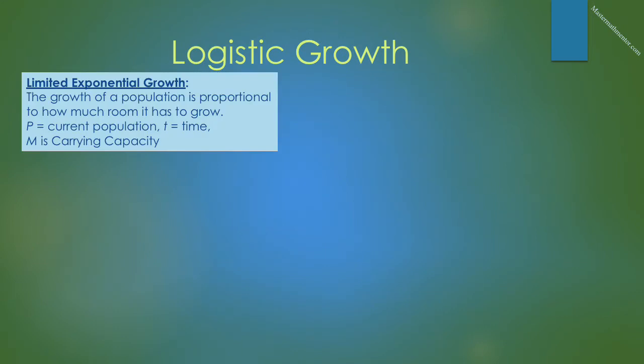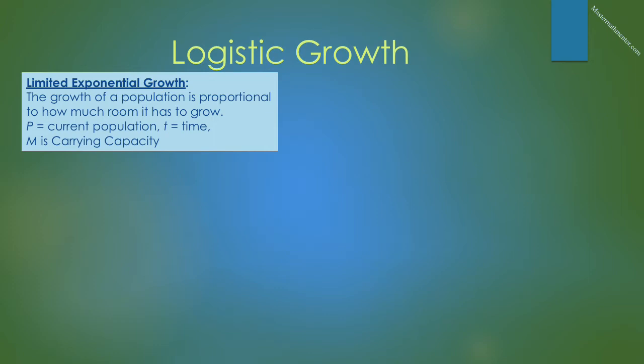Another type of exponential growth is called limited exponential growth. It is a situation where the growth of a population is proportional to how much room it has to grow. Suppose you are watching a National Hockey League game and the game goes into sudden death overtime. Suddenly the visiting team scores. The game is over. Everyone gets up to leave, and at first the rate of people leaving is very, very fast. But as time goes on, the rate of people leaving slows down.